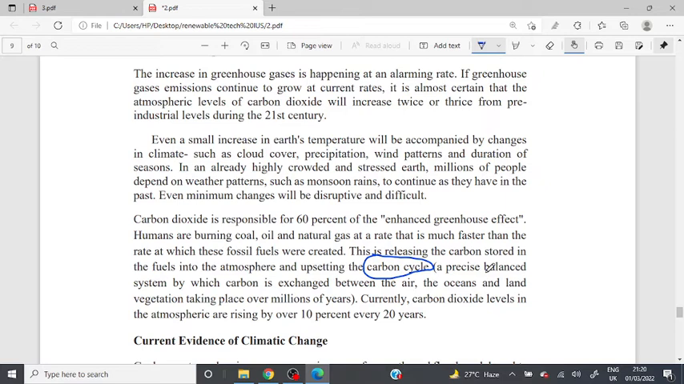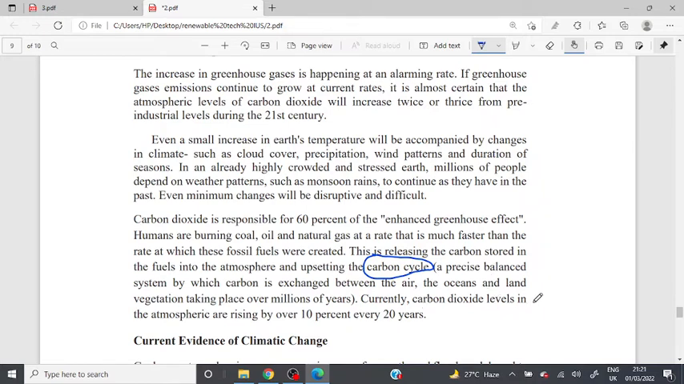And this system of exchange between the air, the ocean, the land, and the vegetation takes place over millions of years. The vegetation basically means the trees and plants that have been dead and decaying in the ground, and the air and the land. The land puts the pressure, the ocean and the air oxidizes. All these elements together recycling the carbon from one form to another is called the carbon cycle.